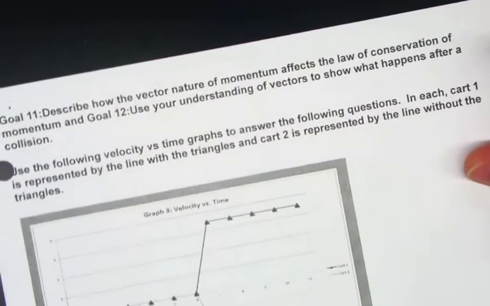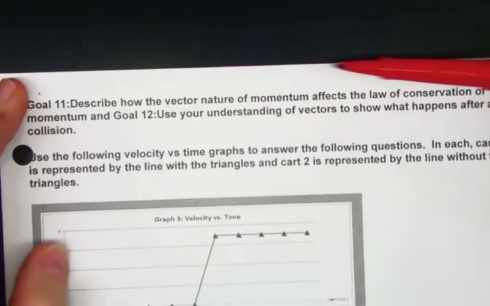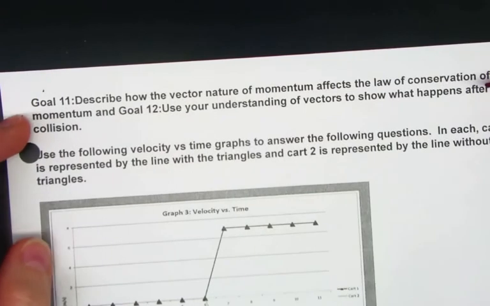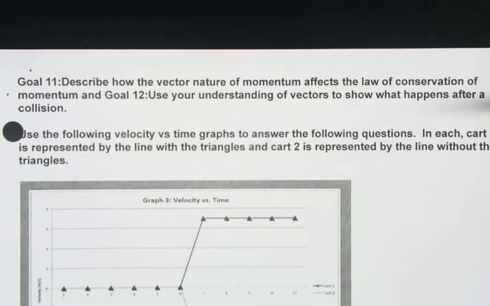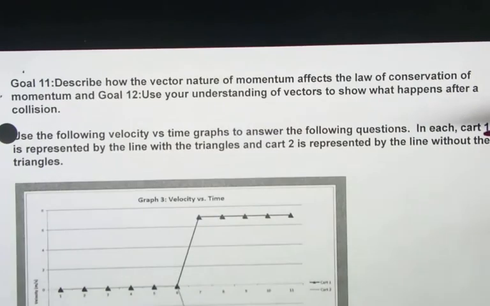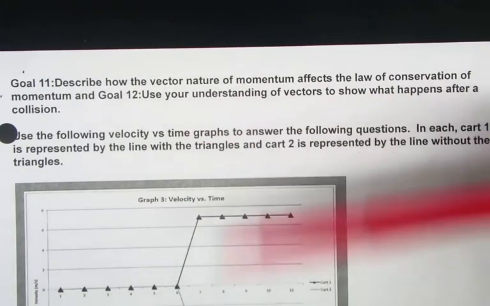Goal 11 is describing how the vector nature of momentum affects the law of conservation of momentum. And 12 is to use your understanding of vectors to show what happens after a collision. Okay, so we are going to be using these graphs.